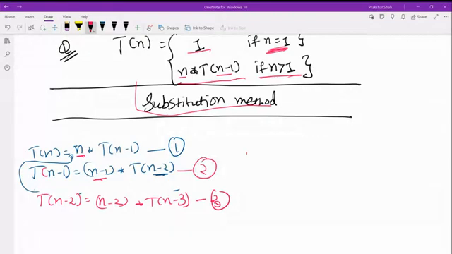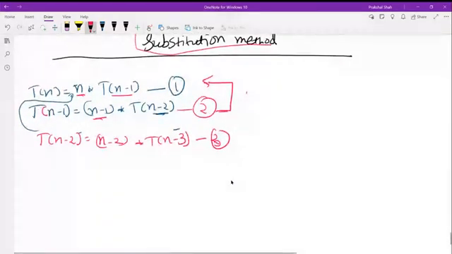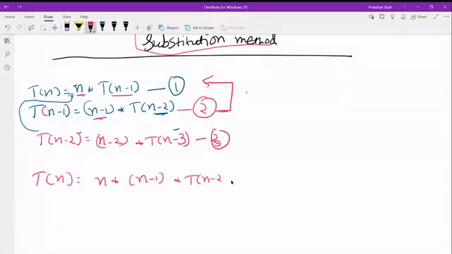Correct. Now we need to use the substitution method here. You need to put 2 in 1. Let's put this equation in place of T of n minus 1 and substitute it. So T of n equals n into n minus 1 into T of n minus 2, right? But we already have T of n minus 2, so if I put equation number 3 here, I'll get n into n minus 1 into n minus 2 into T of n minus 3. This is what I'll get.